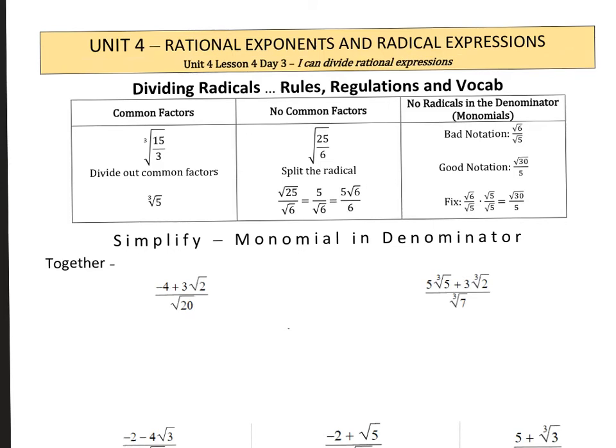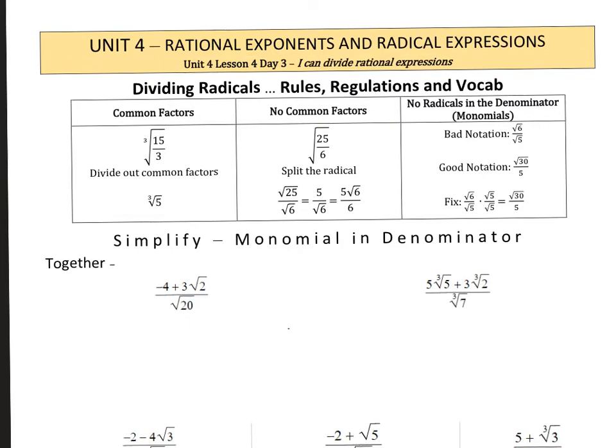Everybody! So today we are working with dividing radicals. So very first thing, common factors. If you have two things that are both under a radical, then if they divide, you can divide them easily. So 15 divided by 3 gives me 5, so that means I have the cube root of 5. No common factors, that means that I'm going to split them up.